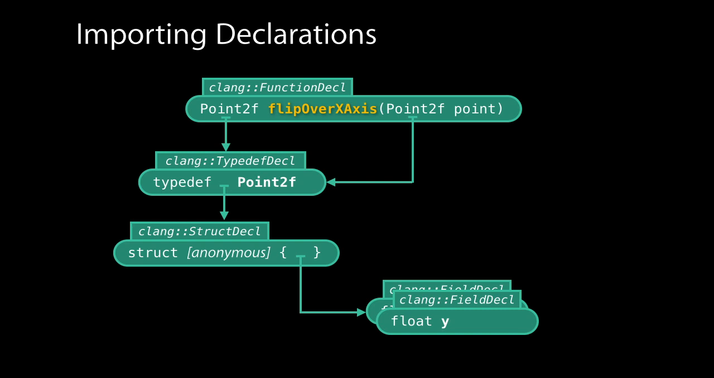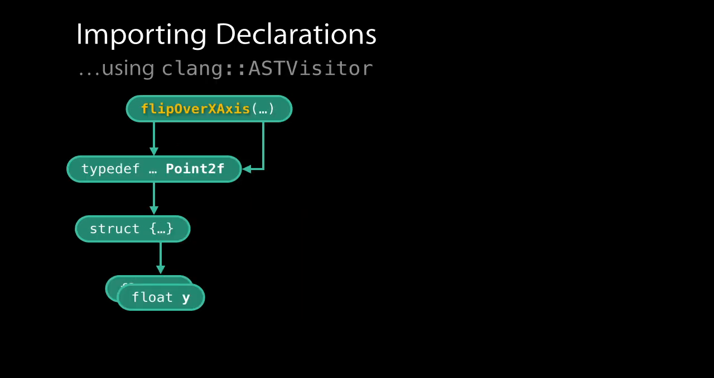So this is a simplified form of the Clang AST. And what we basically want to do is mirror this AST into Swift, into our language. And any time that you want to take an object graph like this of the AST and preserve its structure, what you really want to do is walk over that and mirror things one by one. And the class to do that is called ASTVisitor. So here we're going to try to import the flip over x-axis function. And in order to do that, we need to import the return value. And in order to do that, we need to import the underlying type. And at that point, we probably want to import the fields.